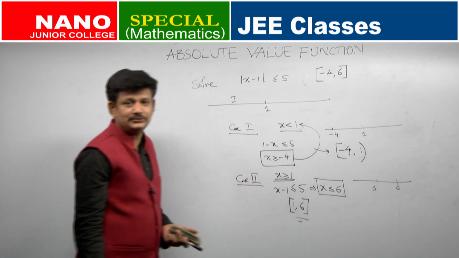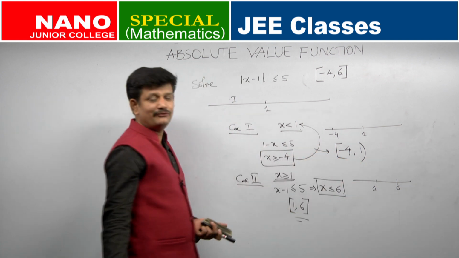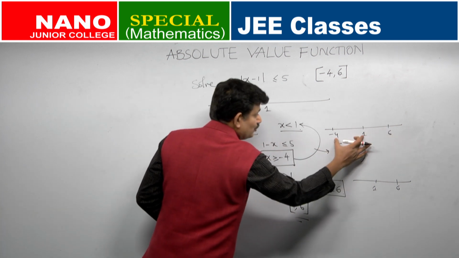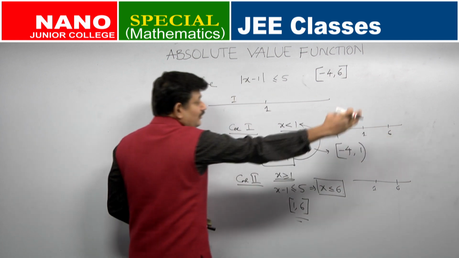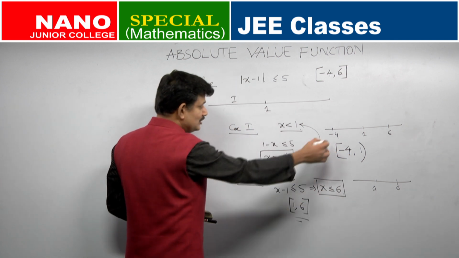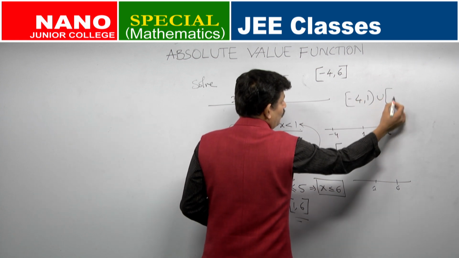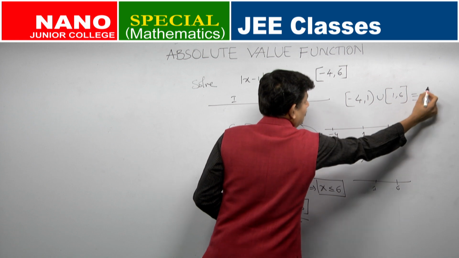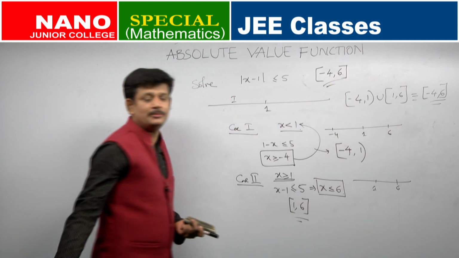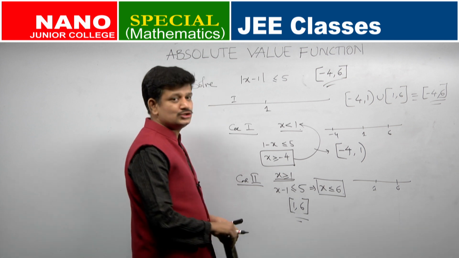So, I have two parts of answers. In the first case, I have answers from minus 4 to 1. In the second part, I have answers from 1 to 6. Put together, the union of these two, what is it? The collection of all the numbers from minus 4 to 6 will be your final answer. So, the union of minus 4 to 1 and 1 to 6 is nothing but simply minus 4 to 6. So, that is what we arrived at geometrically also. So, the answer for this question would be minus 4 to 6 closed interval.